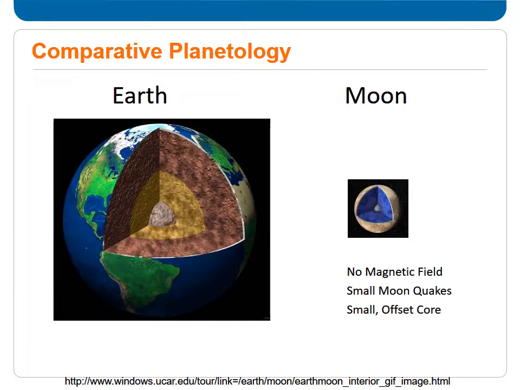The Earth has a molten interior that gives rise to a magnetic field as it rotates. The core is very hot. The mantle of the Earth is active and leads to tectonism, earthquakes, and volcanism. The interior of the moon is cool and has no magnetic field, and there are only small moonquakes.